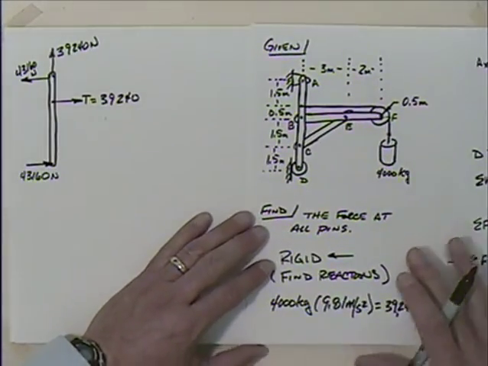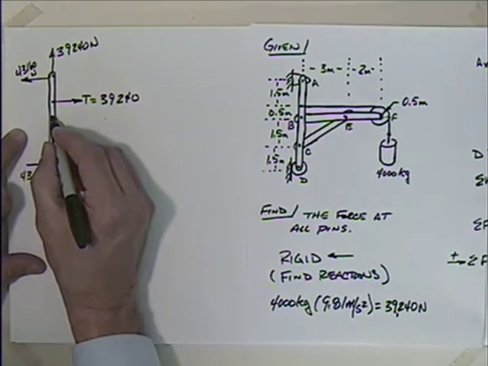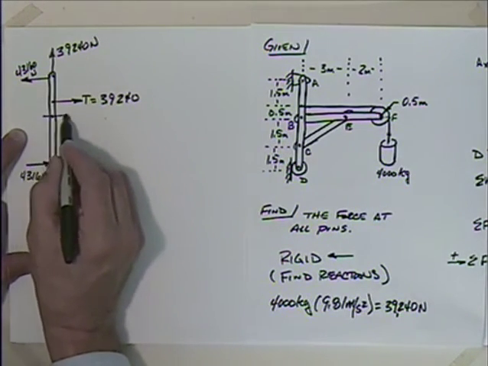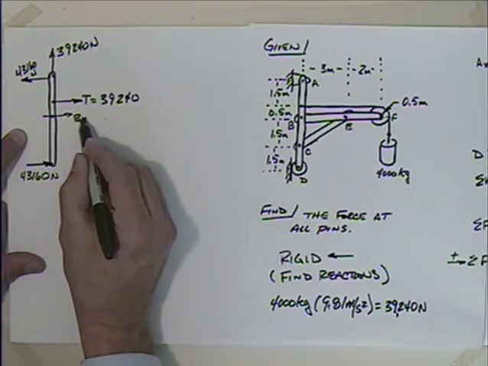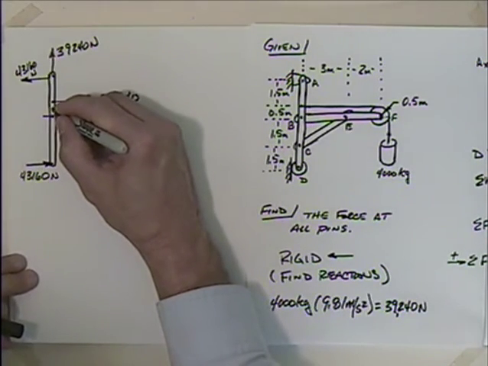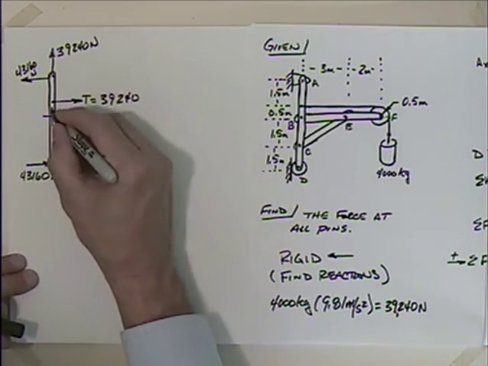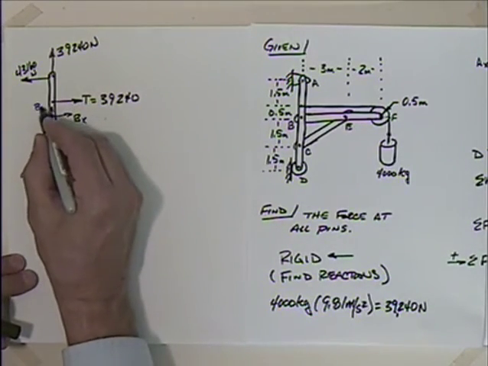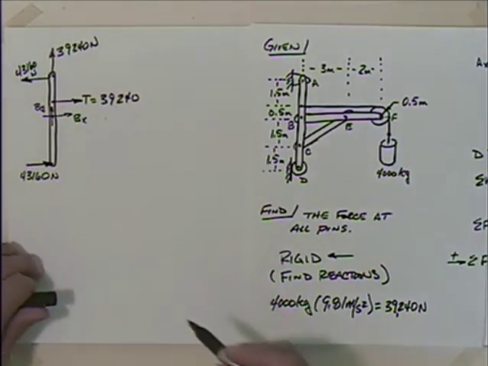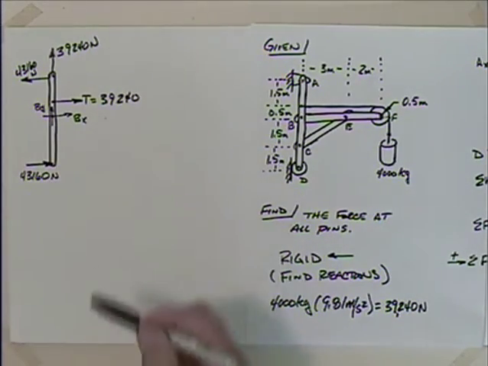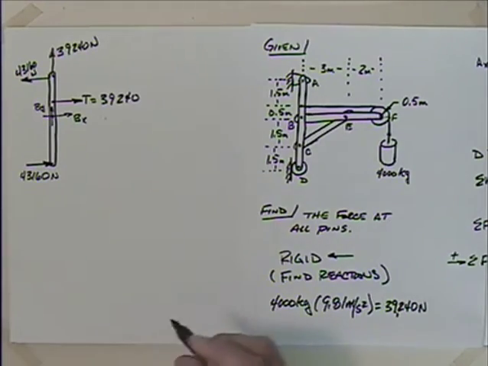And what else do I have? I have a pin at B, don't I? So I could say that I have BX here. And then maybe I'm going to need a sharper pen for this. I would have BY. Okay, so I got BY going up, I got BX going to the right. I'm not sure which way those go. I just put those in, let the negative signs fall where they may.